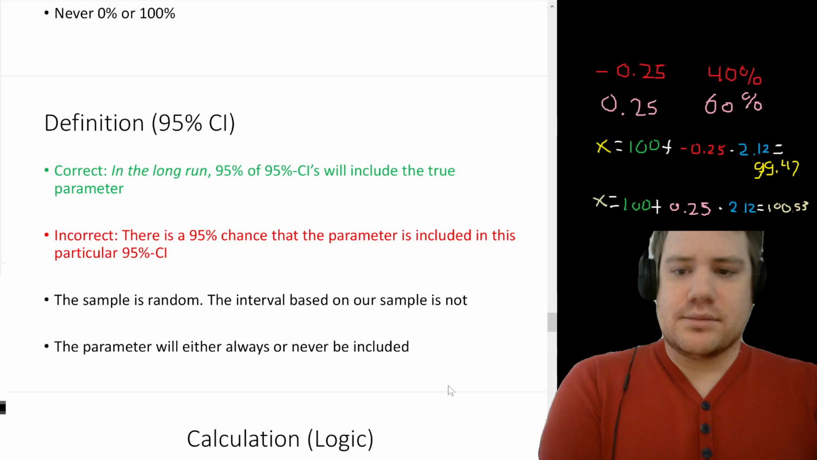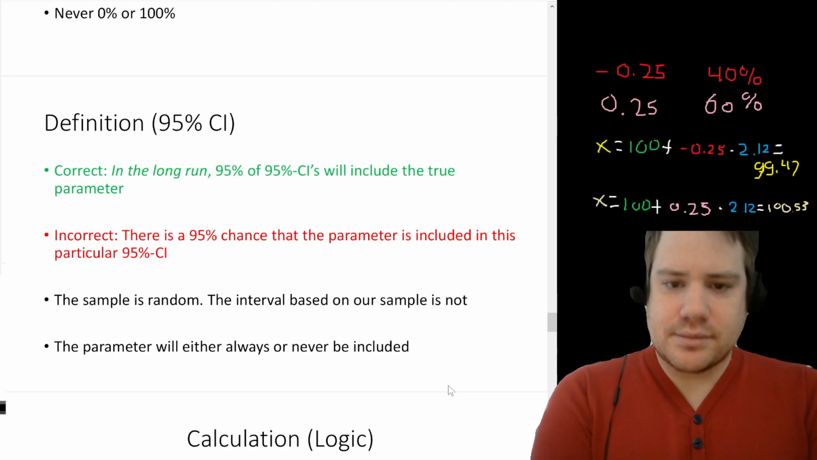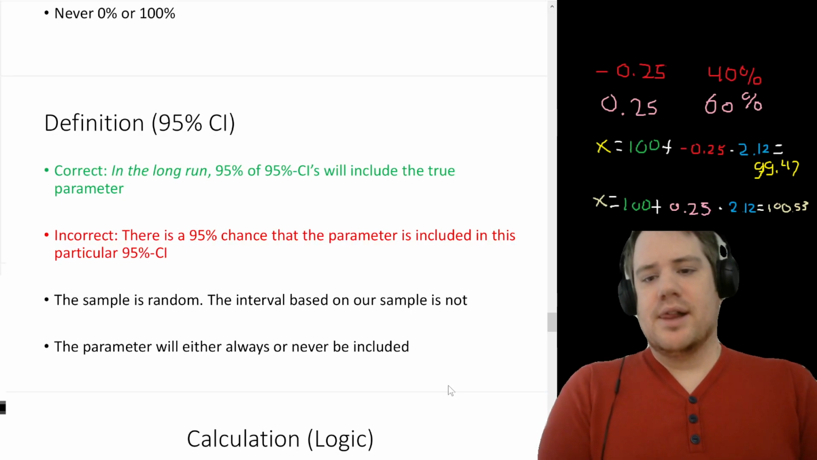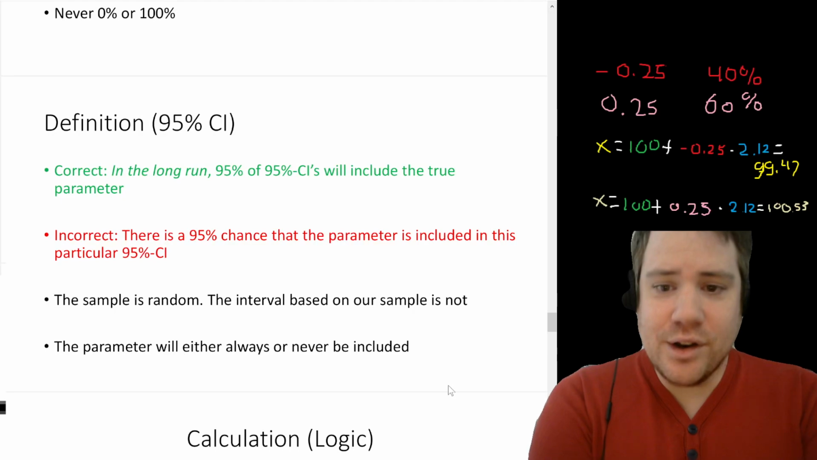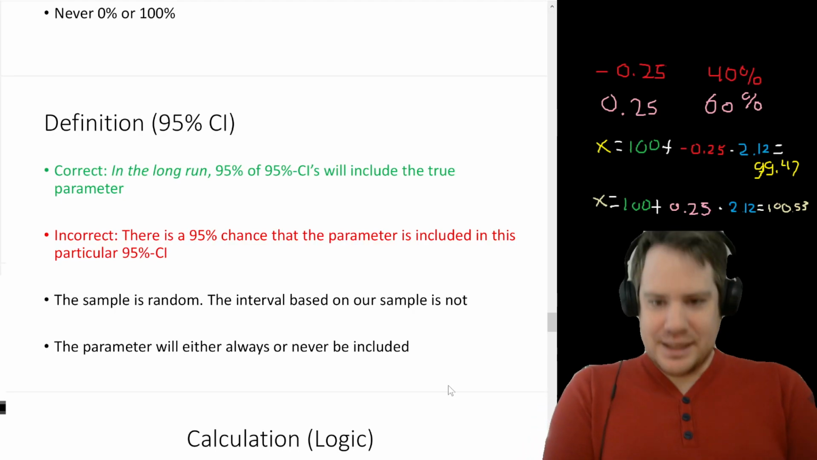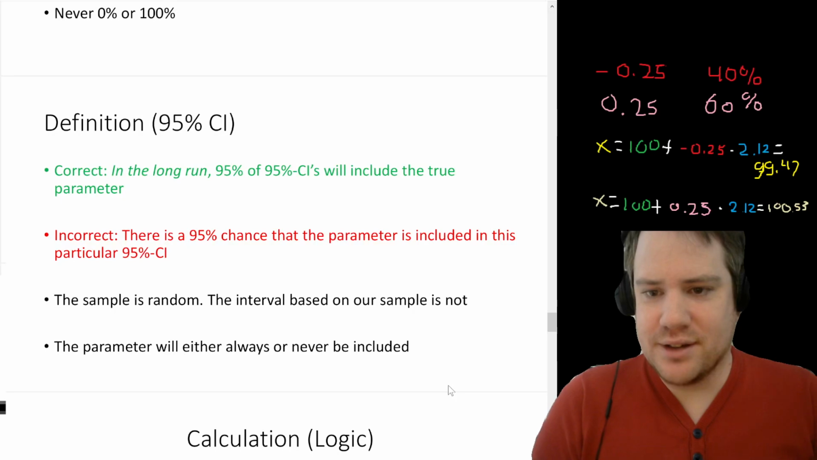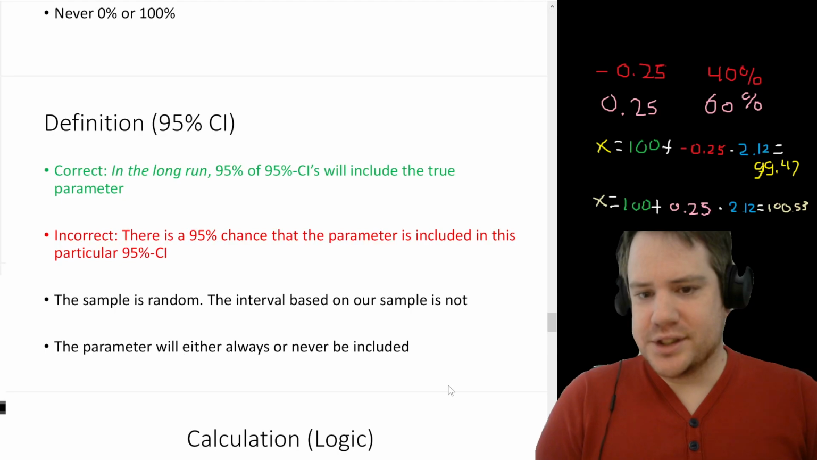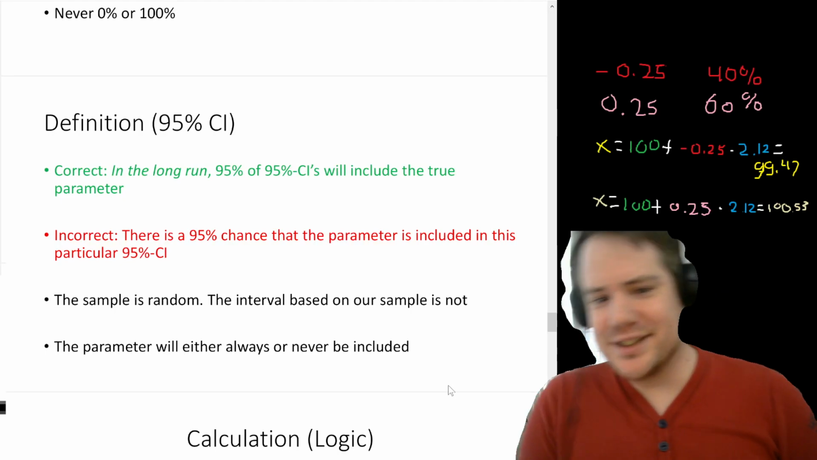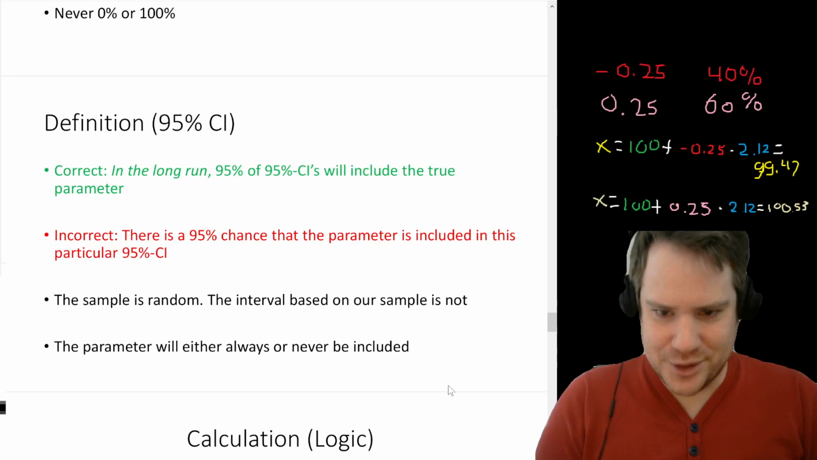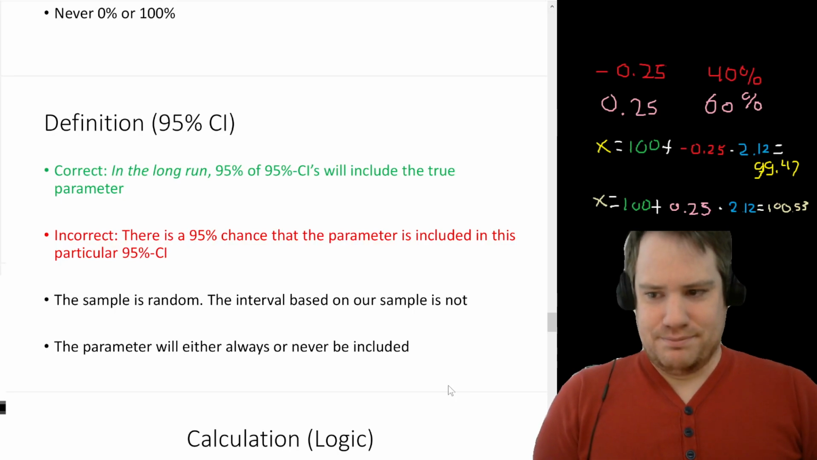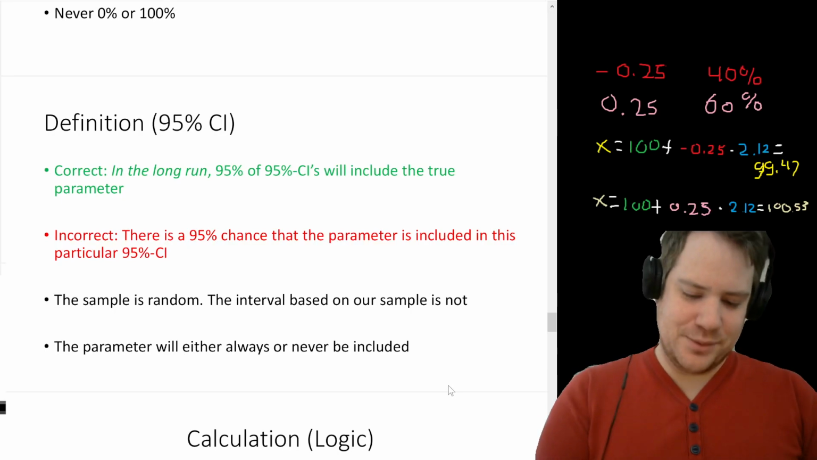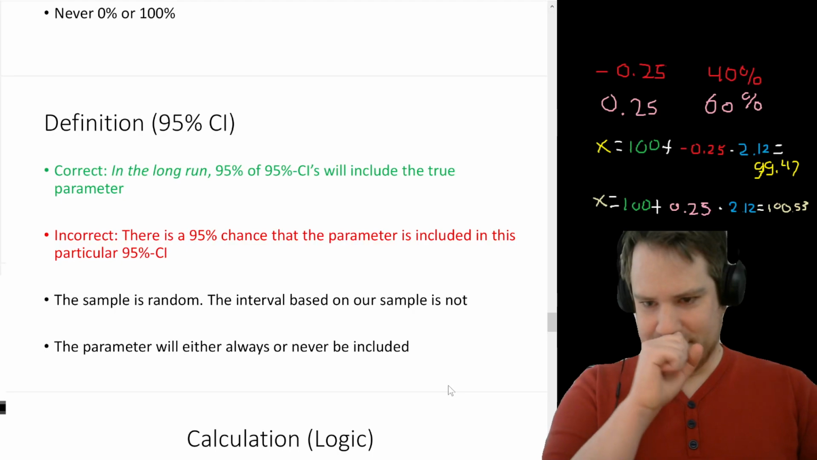So the definition is, and this is important to keep separate, in the long run, 95% of 95% confidence intervals will include the true parameter. And so it's wrong to say, and this is important, there is a 95% chance that the parameter is included in a confidence interval. Now, on the surface, the reason I bring this up is that these two look very similar.